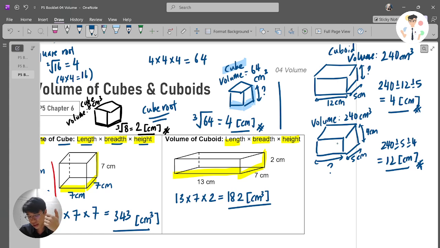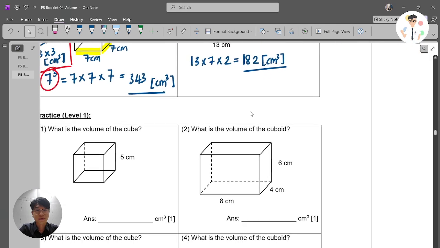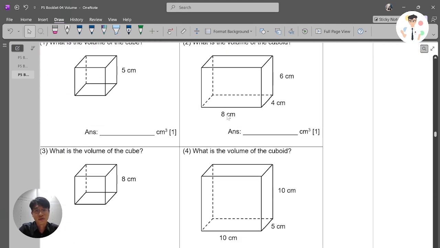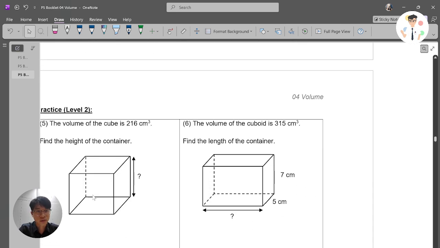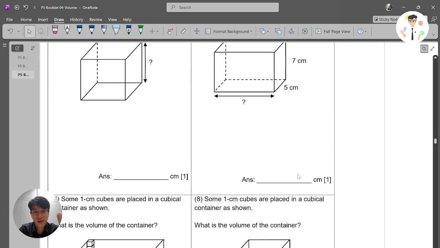Good. Okay, I believe it's kind of clear. And from here, you will see some of the questions here. What is the volume of the cube if it's given 5 cm? What is the volume of the cuboid? Yeah, this is reverse. Now I'm giving you the volume. You need to find the height. I'm giving you the volume. You need to find the length.